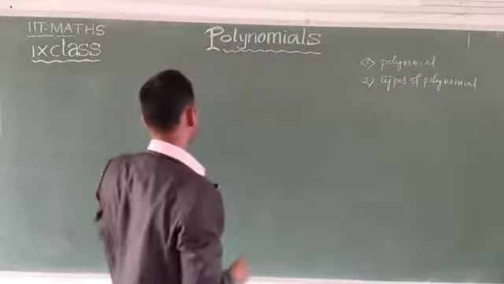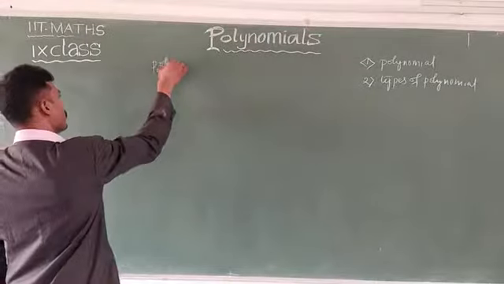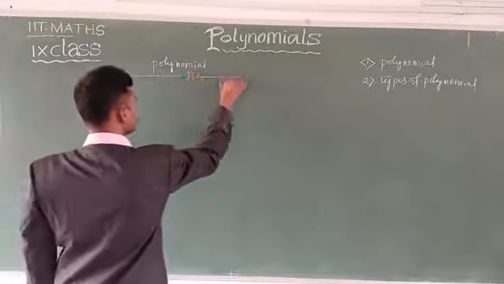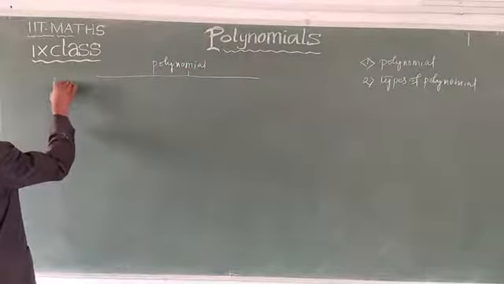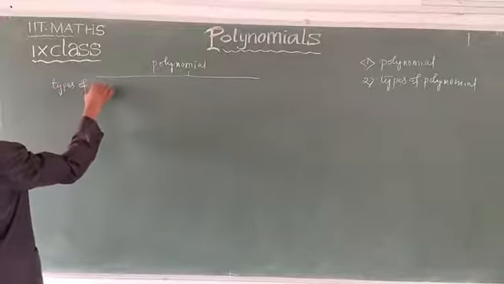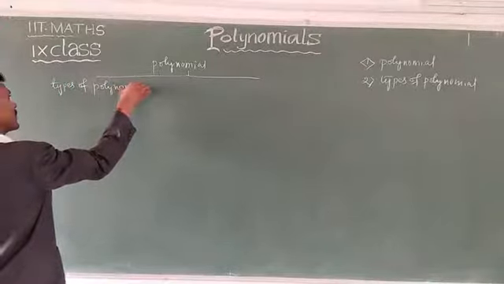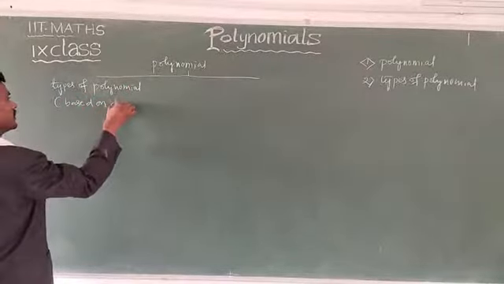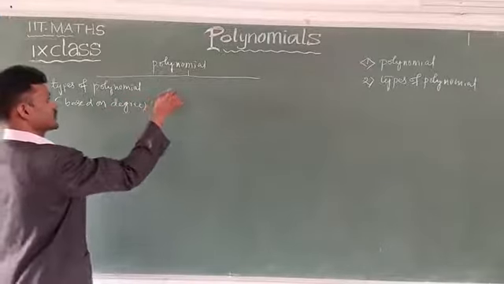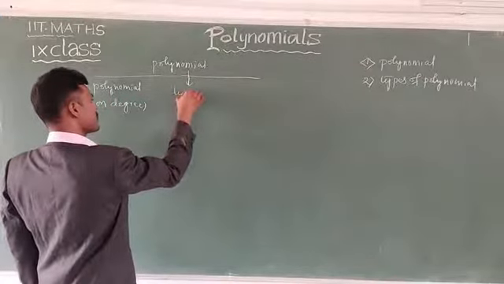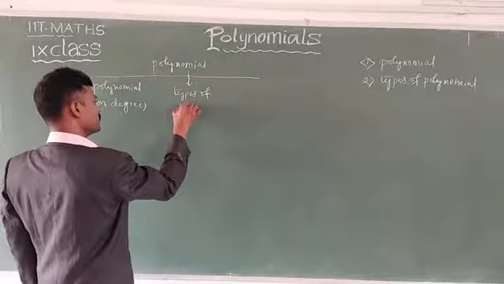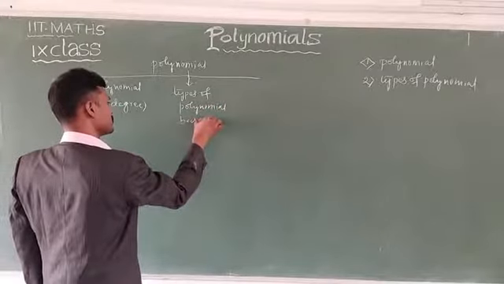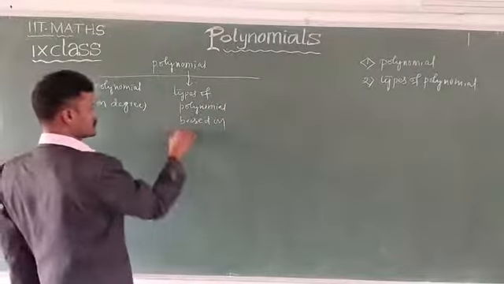See here, I will write the flowchart here. Polynomial definition and types of polynomials. Types of polynomials based on degree. Here, types of polynomials based on terms.